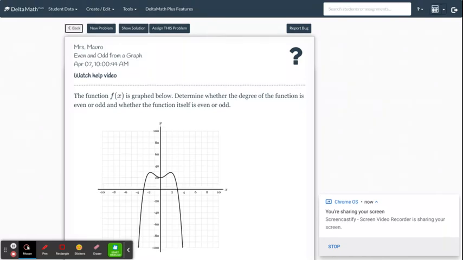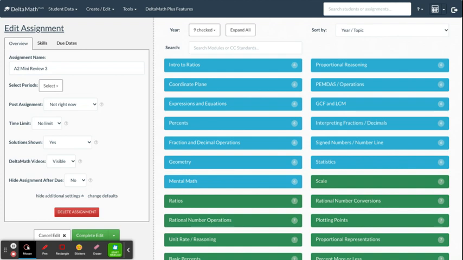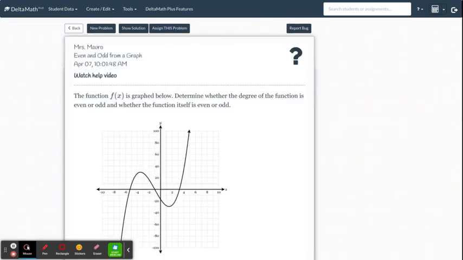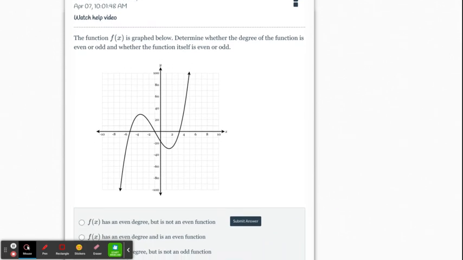So this goes with mini review number 3. Because it was all on Delta Math, I figured I would just open up Delta Math problems and show you how to do them. So for the first type of problem, it says we have a function, its graph below, determine whether the degree of the function is even or odd and whether the function itself is even or odd.